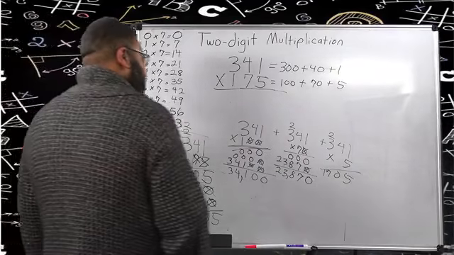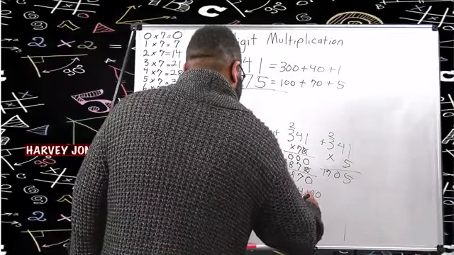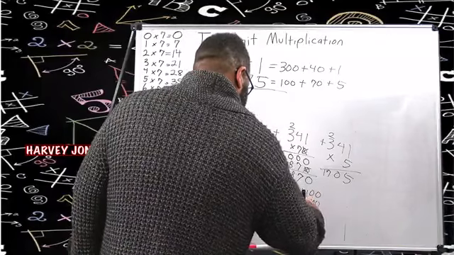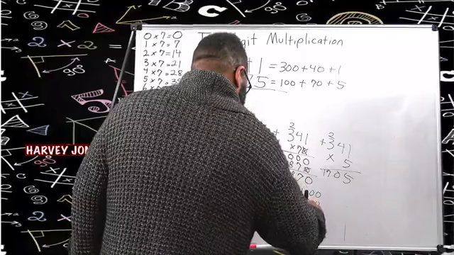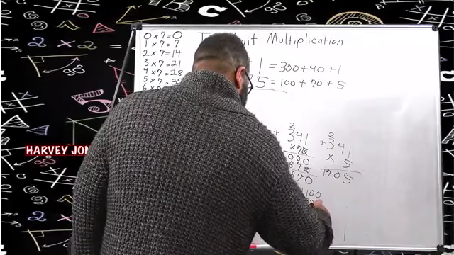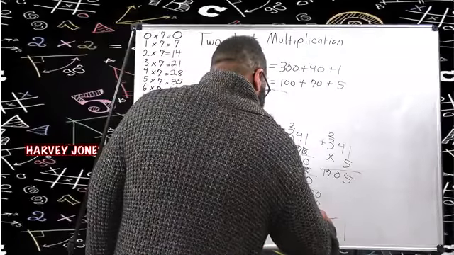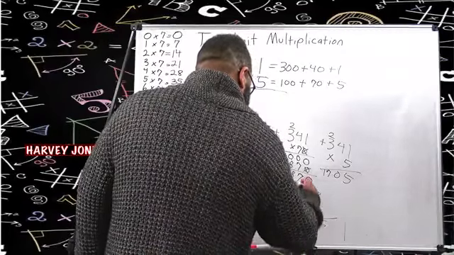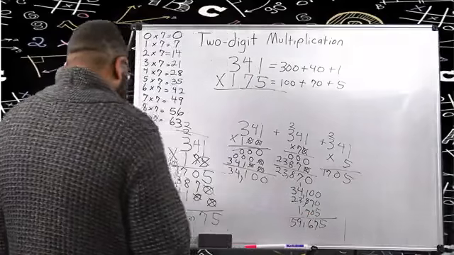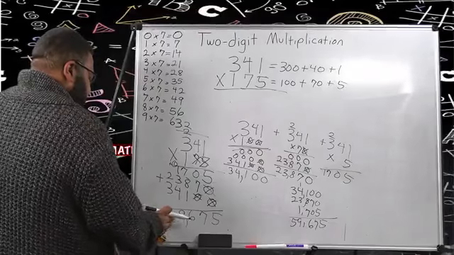And let's add all of these together. Let me squeeze these in here. 34,100. 23,870. 1,705. That's 5, 7, 16, 9. Oh, wow. I messed up, y'all. That's why I'm glad I'm checking these. I messed up over here.